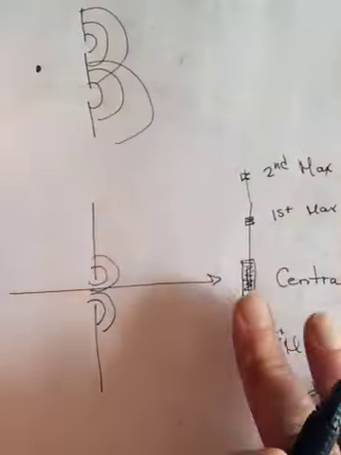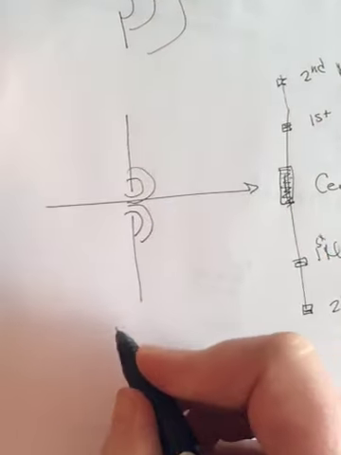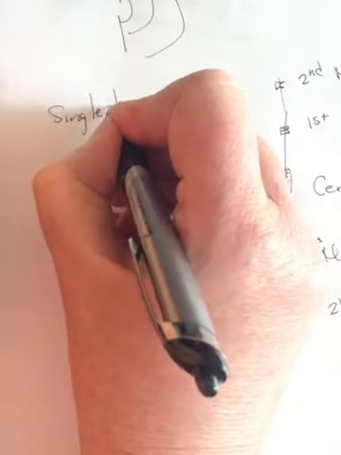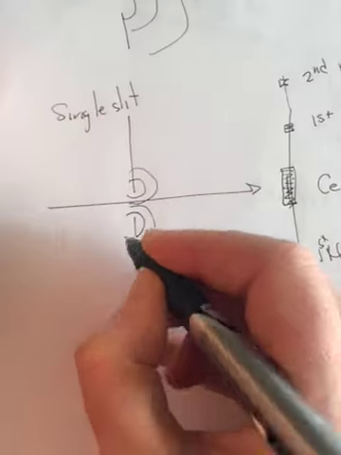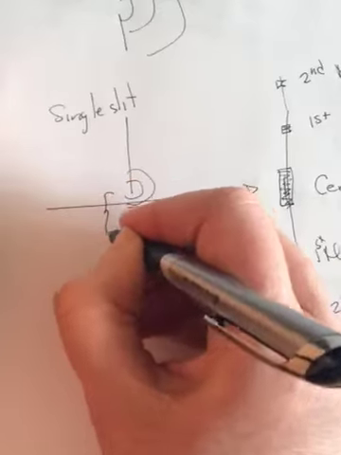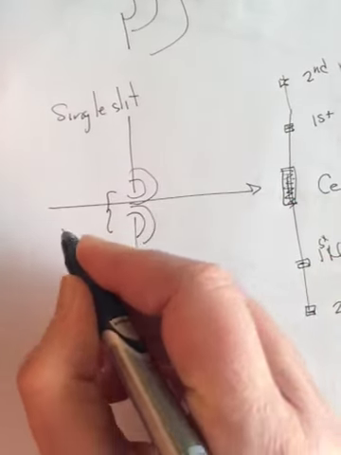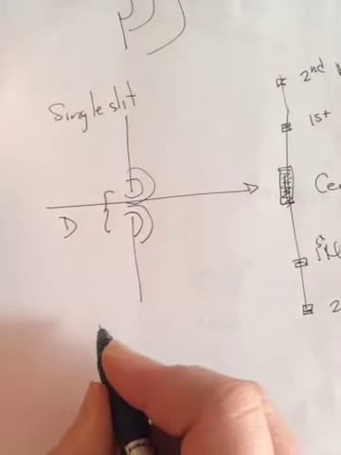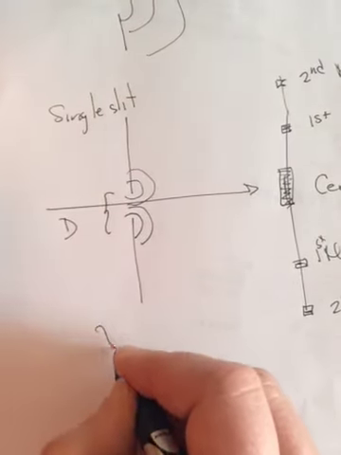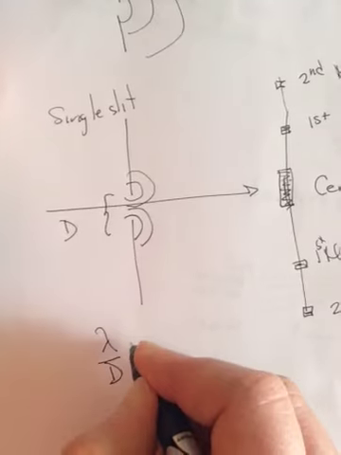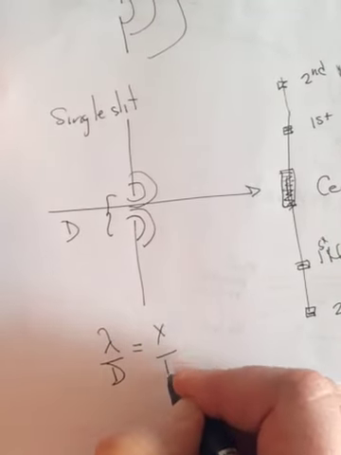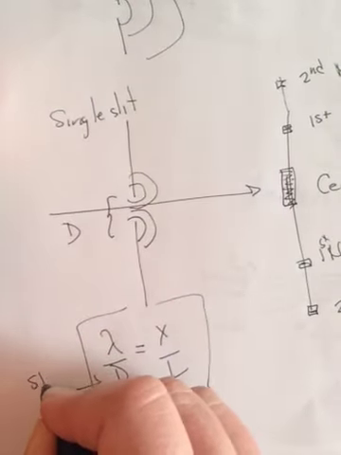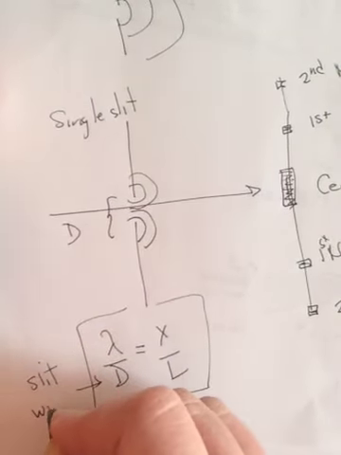So the same equation works for a single slit. So this is single slit. The same equation works, except instead of the small d, which is the distance between the slits, we will use a capital D, which will be the slit width. So the equation becomes lambda over capital D is equal to x over L. Okay, where this is the slit width and everything else is the same.